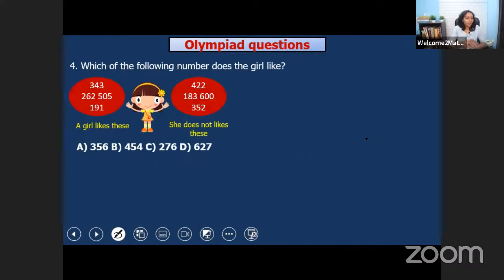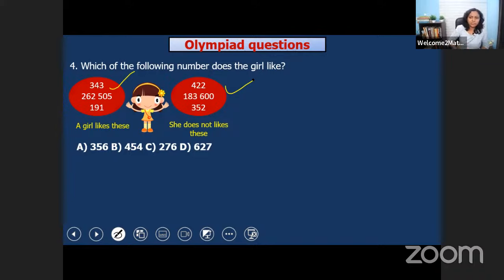Question number 4. Which of the following numbers does the girl like? You see, we have two ovals here. In the left side oval, the girl likes this type of numbers, and here she doesn't like this type of number. We have 4 options, and we have to find out which option would be correct. In these 4 options, one would be the same type of number the girl likes. So which would be the answer? That we have to find out.